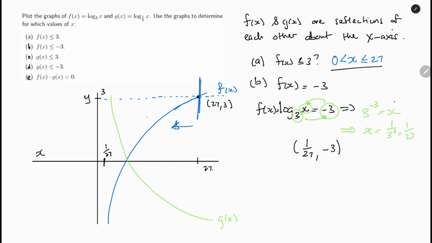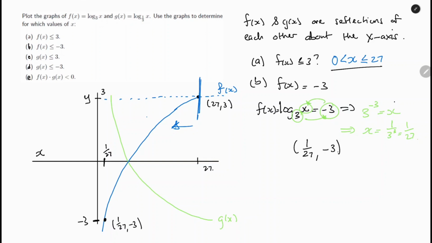Okay, and then minus 3, we can say that's about somewhere here. So I just need to redraw this graph because the graph isn't quite accurate enough. Okay, there we go. So now I have this point here, which is the point 1 over 27 and minus 3.